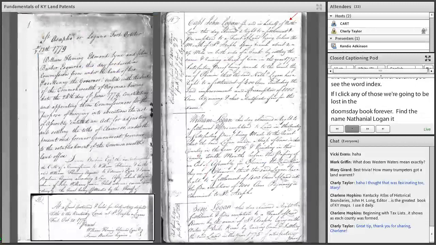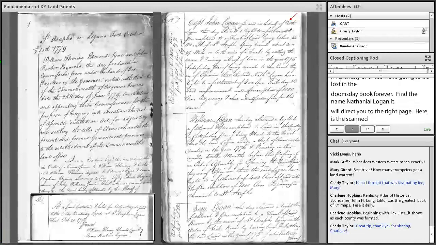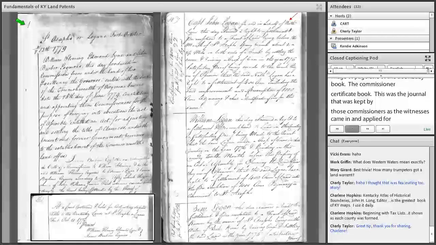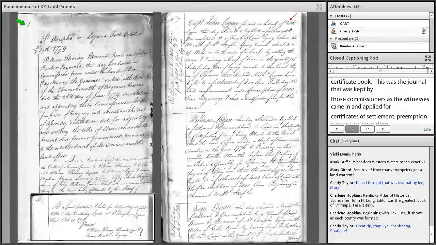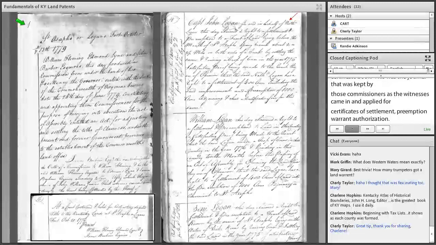Here's the scanned image of page one of the Doomsday Book, the Commissioner's Certificate Book. This was the journal that was kept by those commissioners as the witnesses came in and applied for the certificates of settlement, preemption warrant authorizations, or chop claims. Page one, the opening, talks about how they've been sworn in for this office and they're ready to get to work. Now, the index told me that I needed to go to page 18 to see John Logan's entry.